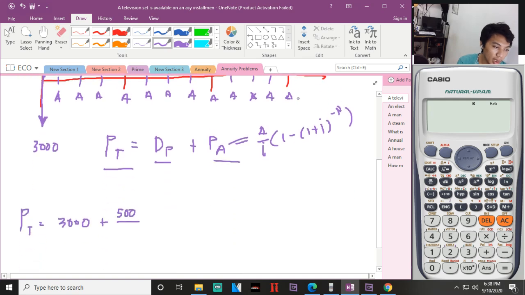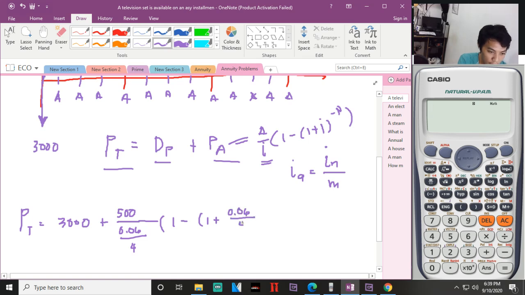Ang binigay dito is the nominal rate, 0.06. In order for you to get the actual interest rate, kasi ang given dito is nominal. Actual interest rate is equal to I nominal divided by yung compounding term. So that is 0.06 divided by 4 since quarterly. 1 minus 1 plus 0.06 over 4 raised to negative N. So how many periods? That is 3 years times 4, that is 12.